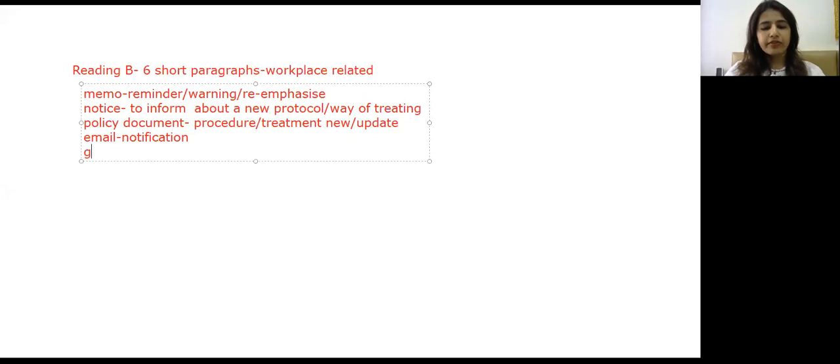Then you can have a guideline. Guideline also can be in both ways. It could be either a new guideline or it could be an update to the existing guidelines. Now, if you understand the purposes of each kind of document, it becomes really, really easy for you to know what to focus upon whenever you are reading a particular kind of document. Okay. And then finally, you can have a manual.